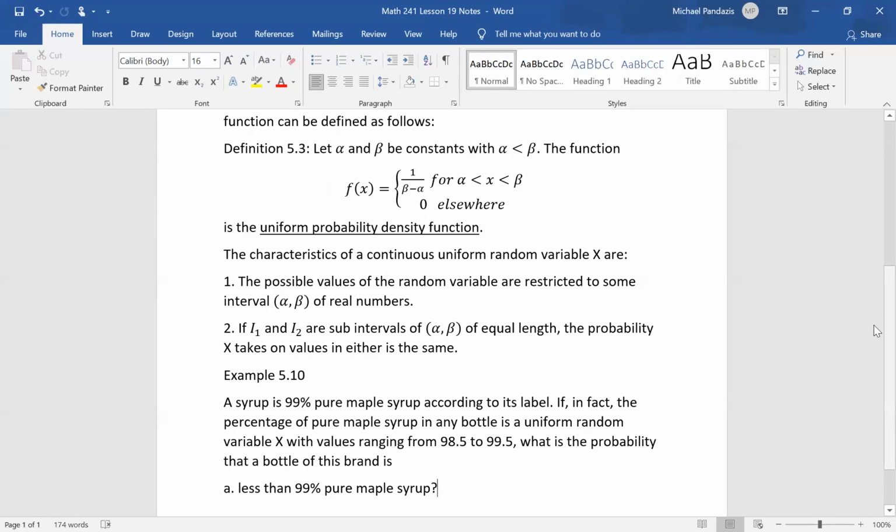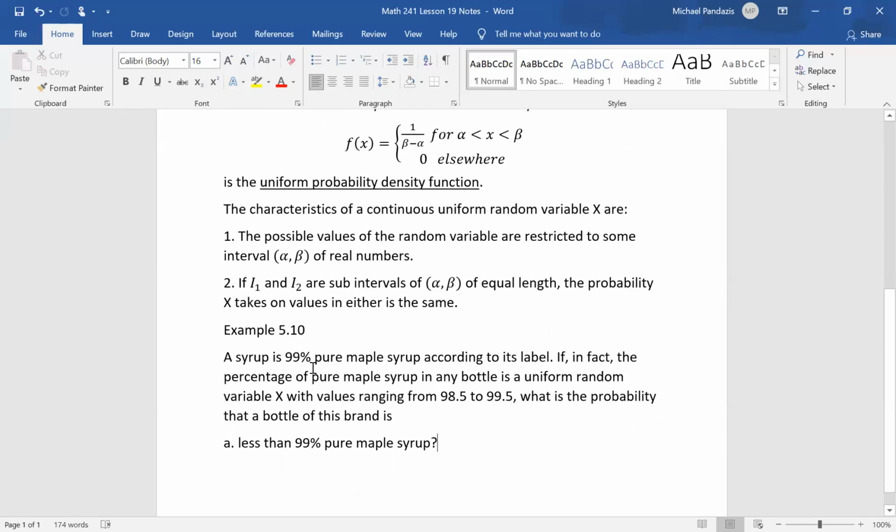Okay, so example 5.10. A syrup is 99% pure maple syrup according to its label. If in fact the percentage of pure maple syrup in any bottle is a uniform random variable X with values ranging from 98.5 to 99.5, what is the probability that a bottle of this brand is less than 99% pure maple syrup? Okay, so what this means is this.